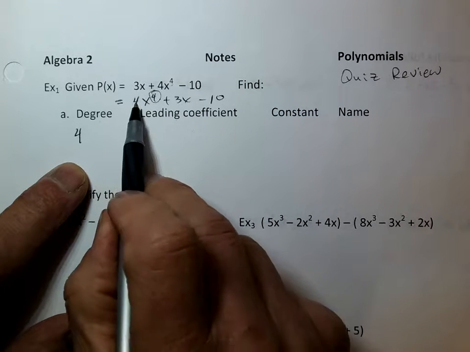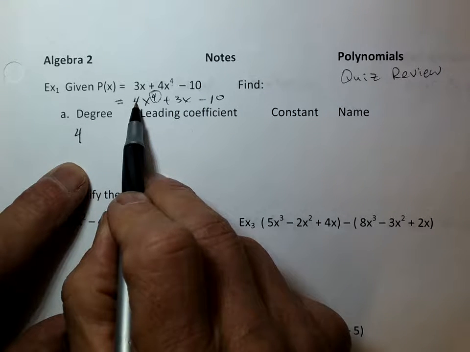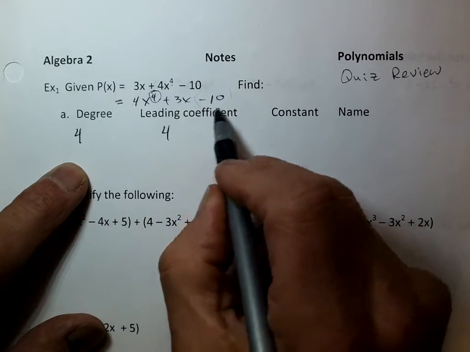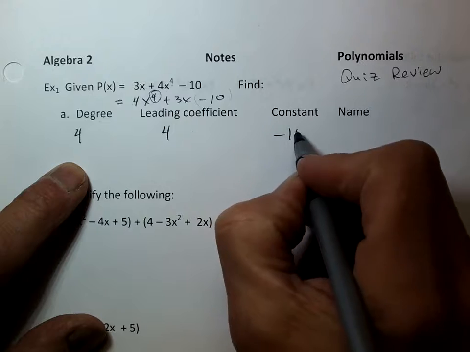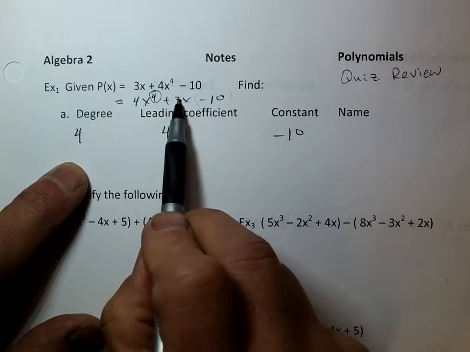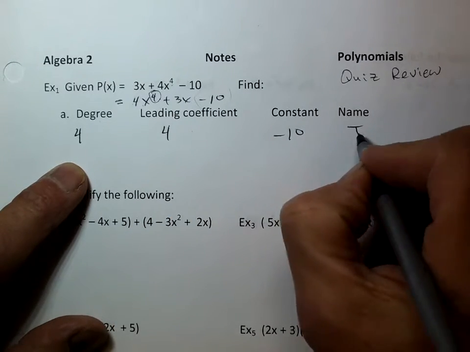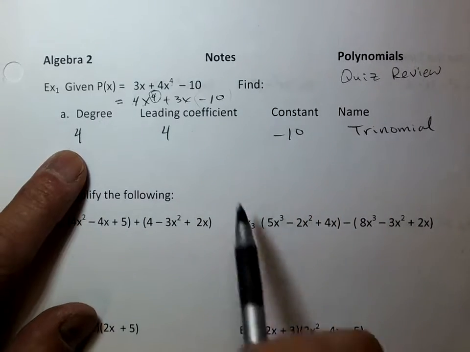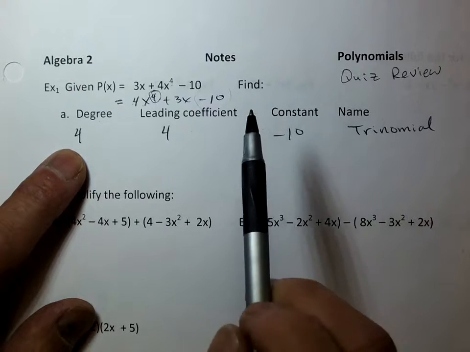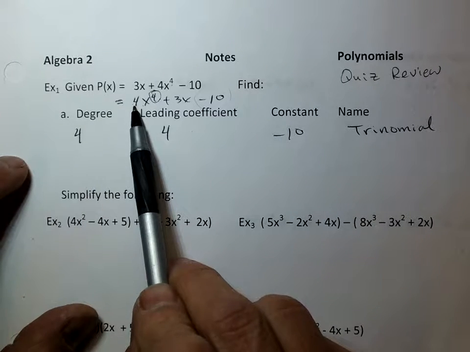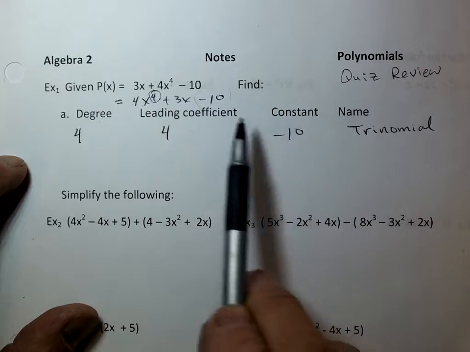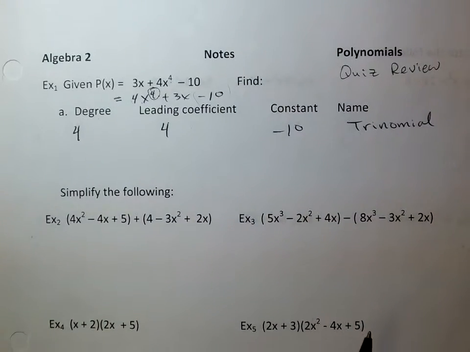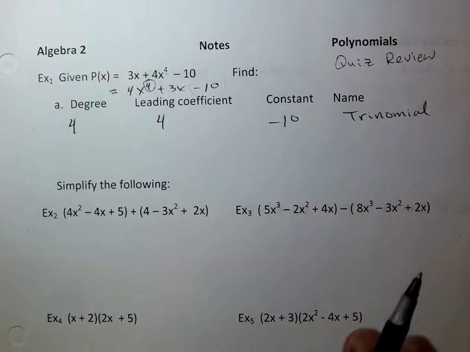Leading coefficient would be this 4 because it's the number in very front. And then the constant is the number without the variable, so the constant is negative 10, and it has 1, 2, 3 terms, so it's called a trinomial. Okay? Degree is the biggest exponent, leading coefficient is the number in the front after you rewrite it in order, constant term is the number without a variable, and there's 1, 2, 3 terms called a trinomial. Okay, not too bad.